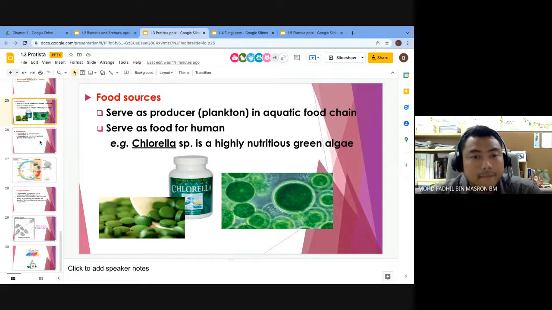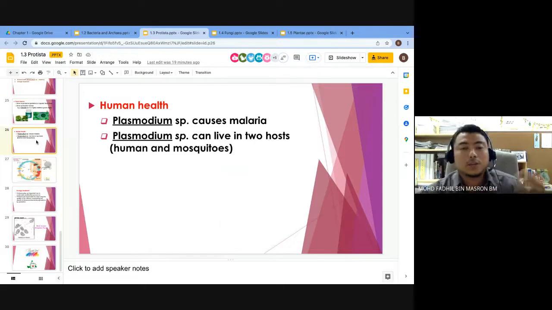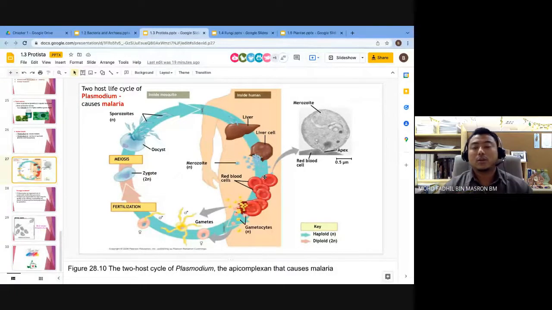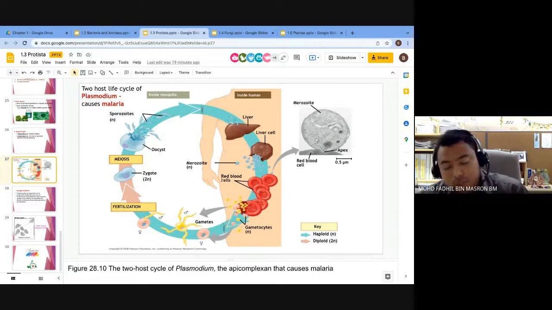Dari segi human health pula, contohnya ni lah, Plasmodium sp ni, dia boleh menyebabkan demam malaria. So Plasmodium sp ni dia boleh tinggal dekat dua host, human dan juga nyamuk. So kalau dekat dalam human, bila dia masuk, dia akan infect the liver cell. Sebab tu orang yang mengalami demam malaria ni, hati dia tu rosak. Okay, and then bila dia infect liver cell, merozoit dia ni akan infect red blood cell. So red blood cell dia ni banyak yang musnah jugalah.